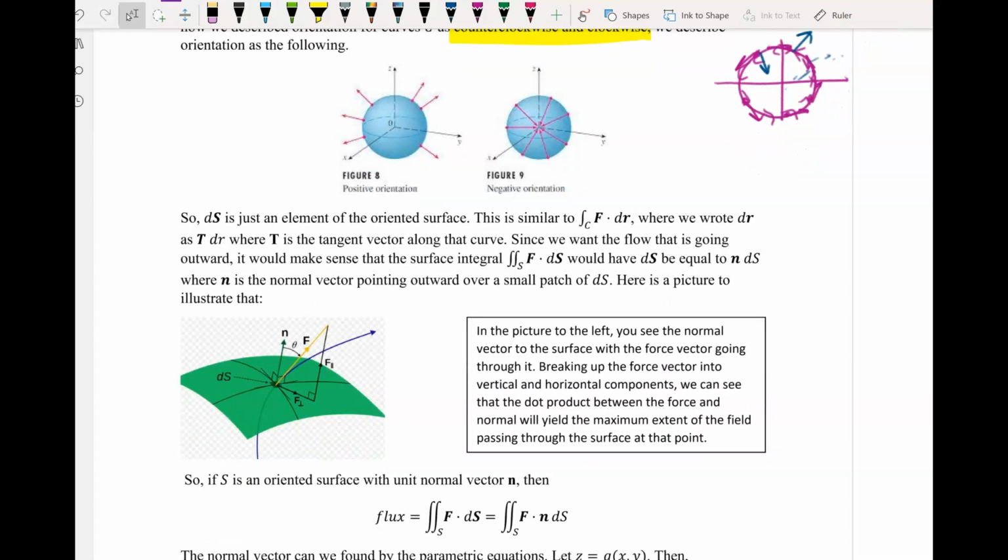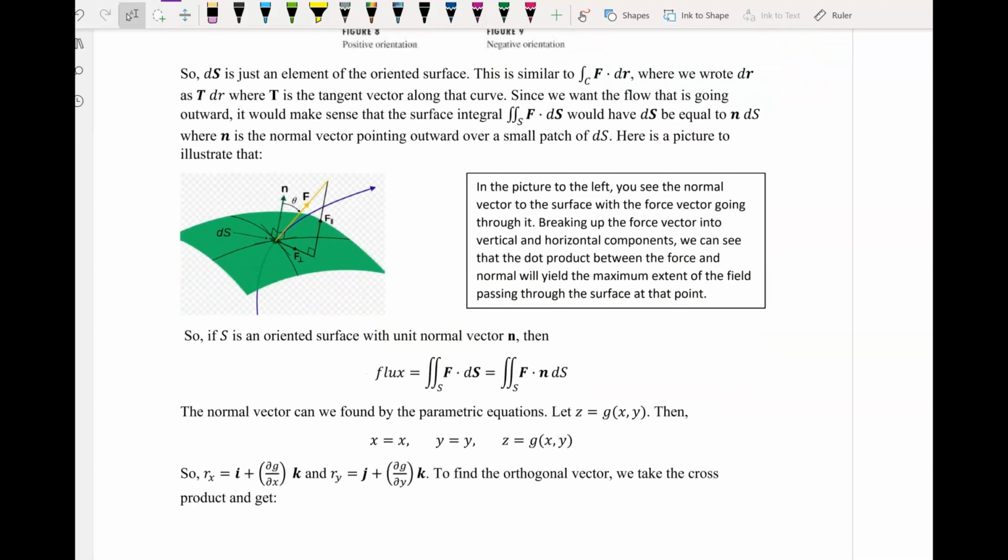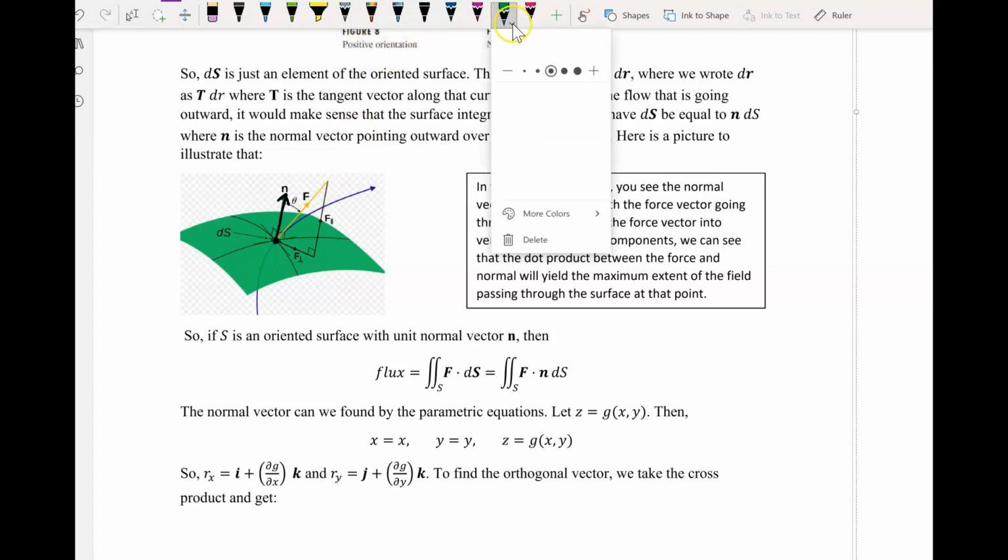Think about it a little more geometrically. Let's say dS is an element of the oriented surface. So it's very similar to the line integral. In the line integral, we were using the tangent vector. Since you want the flow that is going outward, it would make sense for the surface integral to be equal to the normal vector. If you look at this picture on the left, you see the normal vector to the surface. And this is our force vector. So how much is coming out of it? This yellow one right here is how much is coming out.